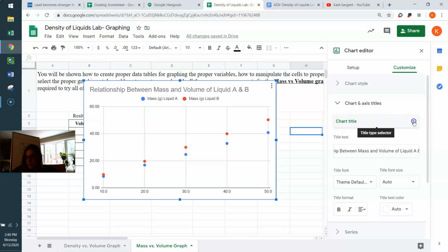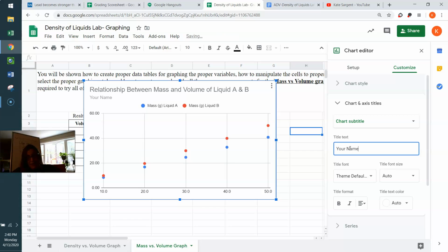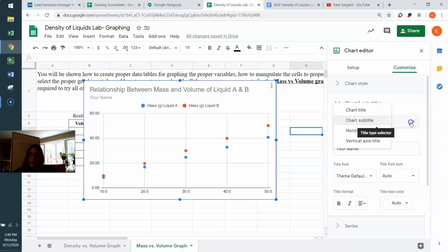And so I'm going to click on this little drop down, and I want my subtitle, which I really like when it's your name. And I'm not going to be printing these out, but it'd be nice if you put your name there. It makes it nice and easy when I'm looking. So subtitle's done. Let's go to the horizontal axis.